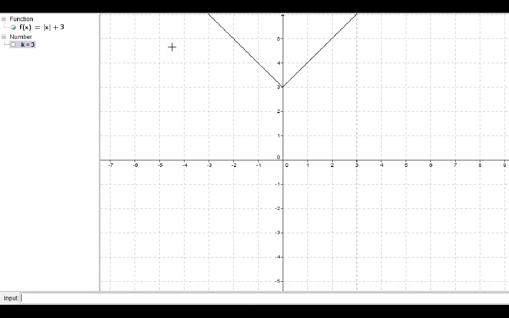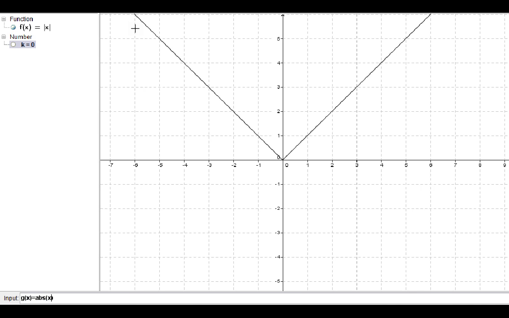But this is a rigid transformation. Based off of my original graph, here, everything moves exactly 1 unit away. And I can show this if I let g of x just be the absolute value of x. Then when I let k equal 1, you can see that the original graph is still here, and everything is just 1 point higher.